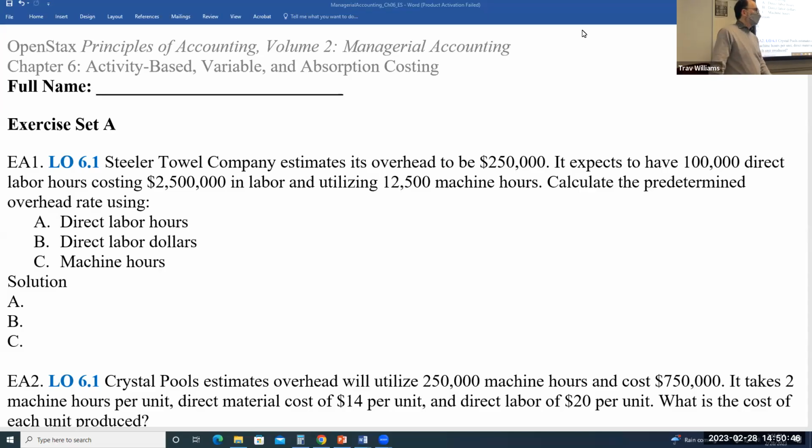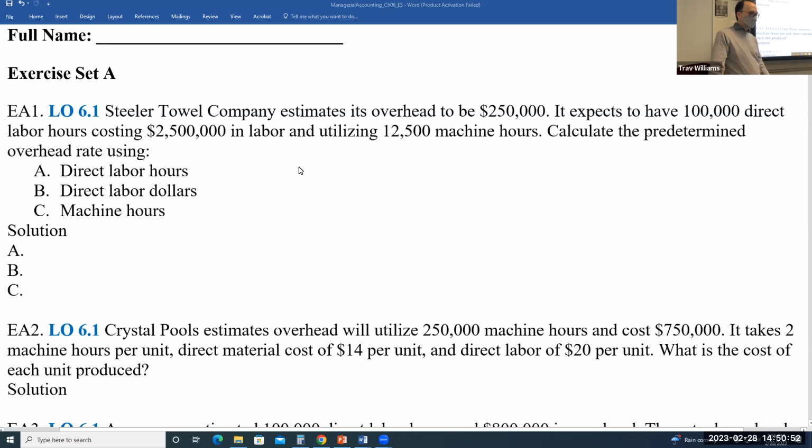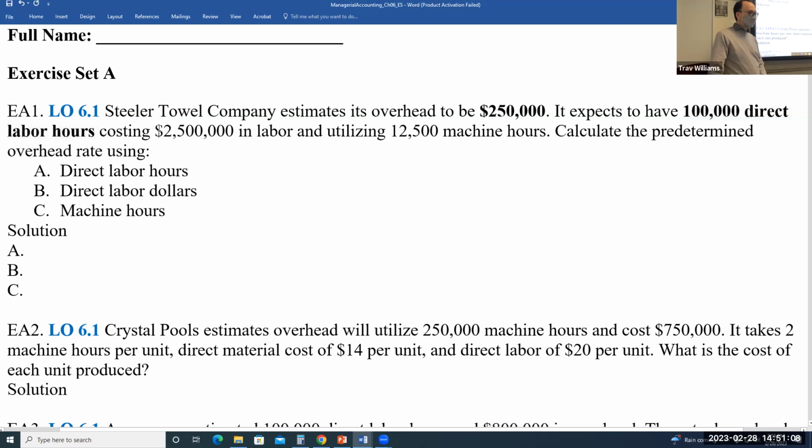All right, so from the top of the exercise set for chapter 6, a company has estimated overhead of $250,000, 100,000 direct labor hours. The cost of that direct labor is $2.5 million. And then machine hours are estimated at 12,500. So we're going to calculate the overhead rate 3 different times using these 3 different drivers.